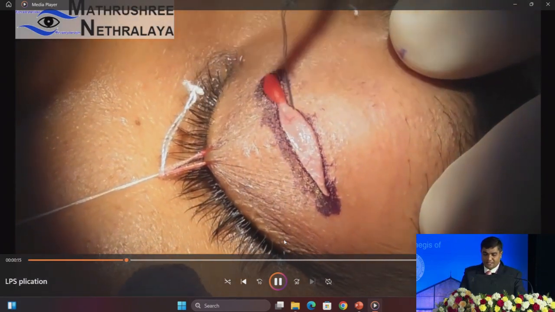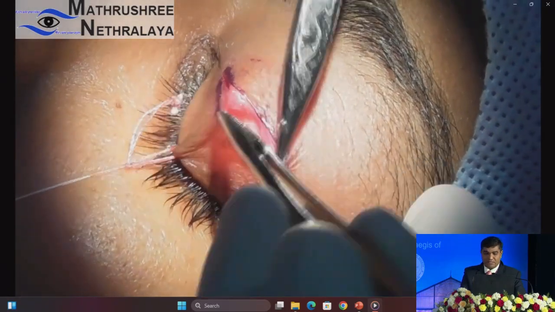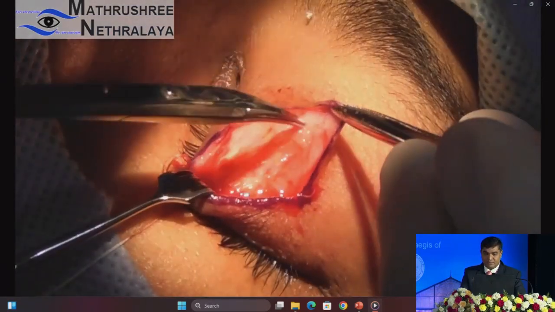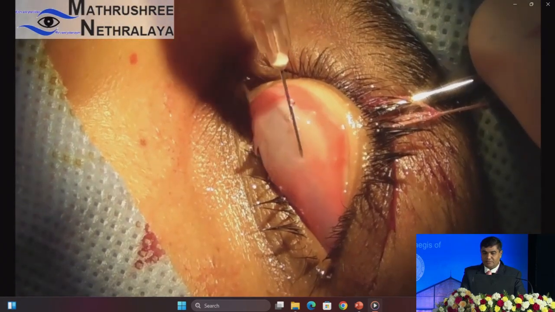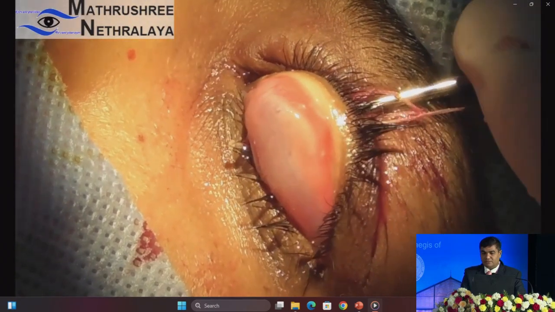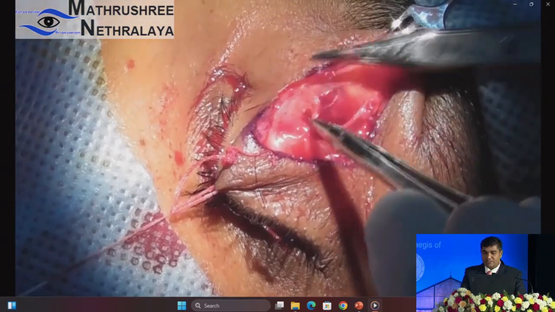Skin incision is made after this. Deep dissection is continued inside, above the tarsal plate as well as superiorly. Orbital septum is identified. We inject generally at the tarsal plate to have a separation between conjunctiva and LPS. Orbital septum is separated.